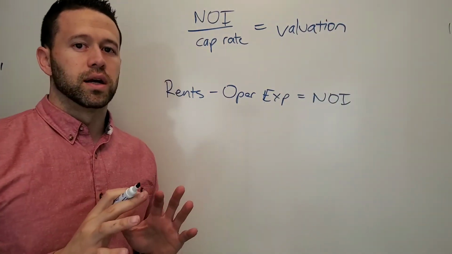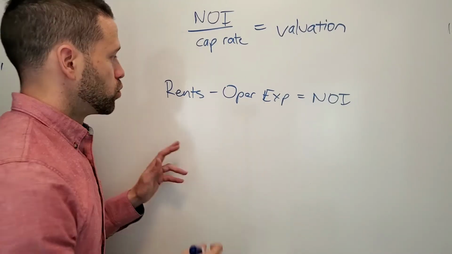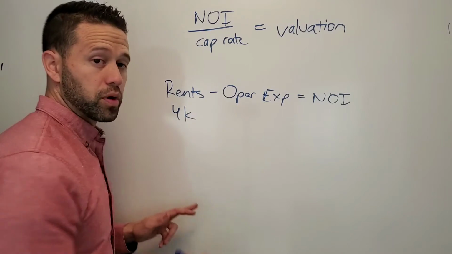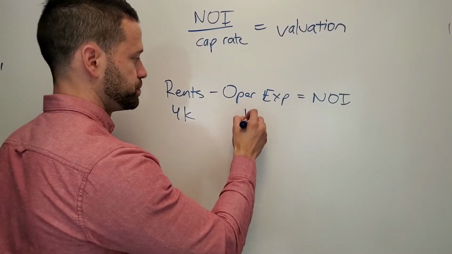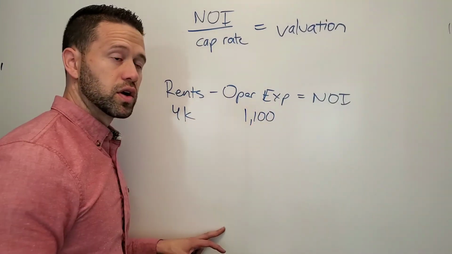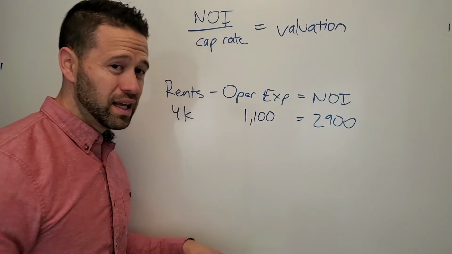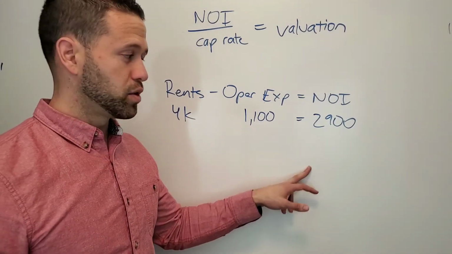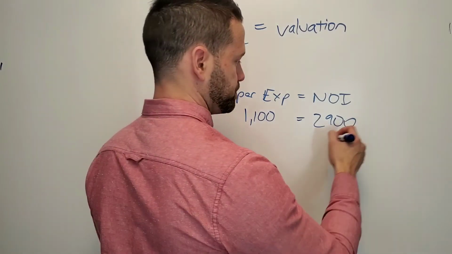So let's say we're going to just do a quick example, okay? Let's say you have a triplex. The rents are $4,000 per month. The operating expenses are $1,100. So your NOI is $2,900. That's a monthly number. To annualize it, multiply by 12, and you get right around $35,000.